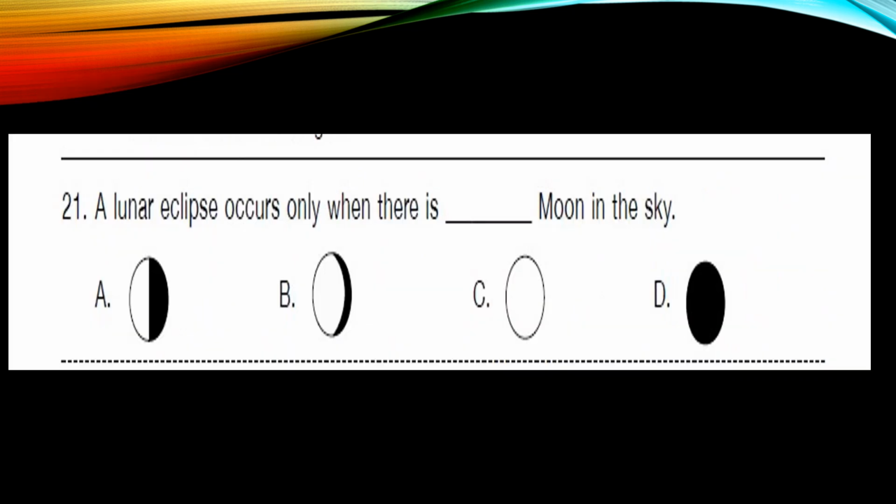Question number 21. A lunar eclipse occurs only when there is dash moon in the sky. A lunar eclipse occurs only when there is full moon in the sky. That is option C is correct.